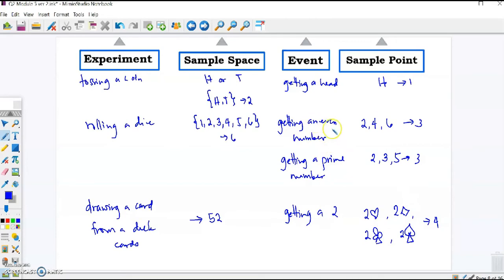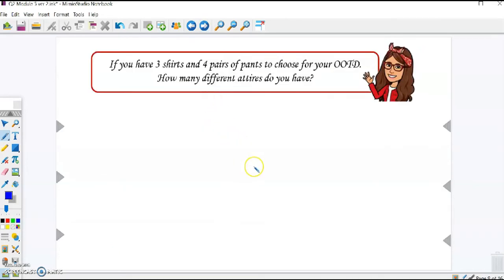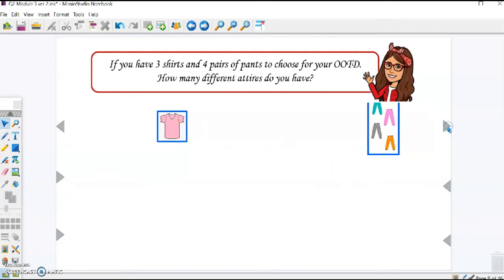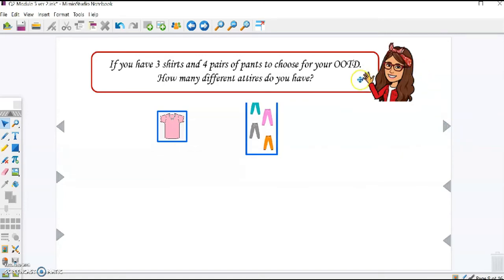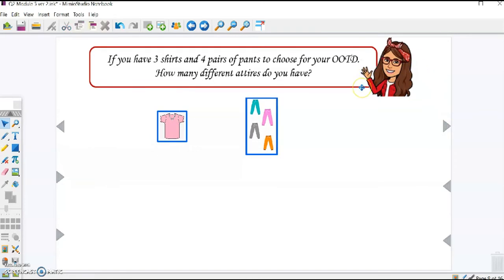Okay. Now, with all the given examples, let's try to answer what we had earlier. We said that if you have 3 shirts and 4 pairs of pants to choose for your OOTD, how many different attires do you have? First, if I consider the first shirt, I can actually pair the first shirt with any of the 4 pairs of pants. And I will definitely have a different set of attire. So, if I have the pink shirt with the blue pants, with the pink pants, with the gray pants, or with the yellow pants, I have 4 different attires.